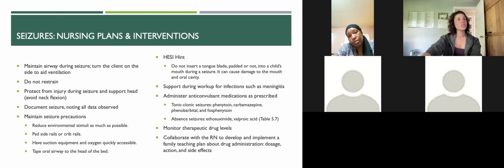So in the event that the patient has a seizure, we want to maintain their airway. We want to try and get them on their side so that they're not aspirating on their secretions. We want to make sure that we're not restraining them. We can cause more injury to them, but we still want to make sure that we're protecting their head and their neck during that seizure so that they don't hurt themselves.